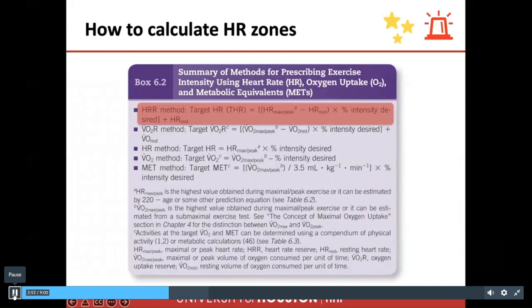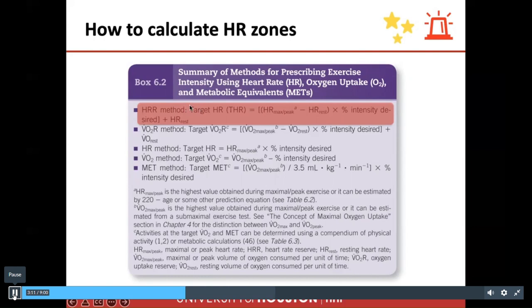So, the heart rate reserve method, for calculating heart rate zones. With this, we have heart rate max minus heart rate rest. That's your working heart rate, right? You can't go higher than your max, can't go lower than your rest. So what is in between? That's the range you're working in.